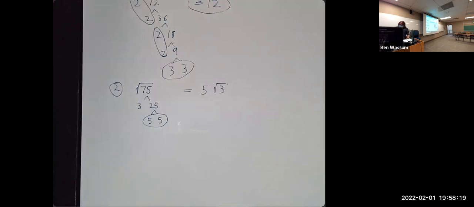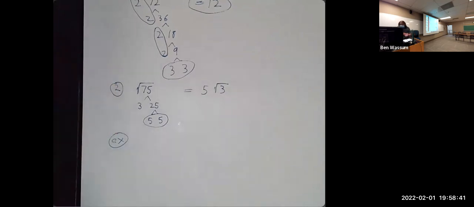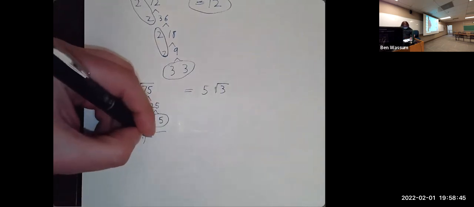And for that matter, I'm not 100% sure I have a good example for what I want this to lead into, so I'm going to do another random example. It's just a random example, it's not on the slideshow. Let's say we had the square root of 375.